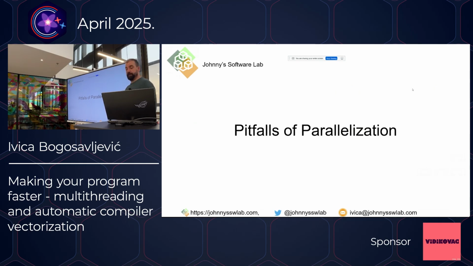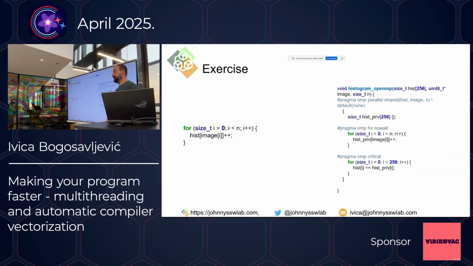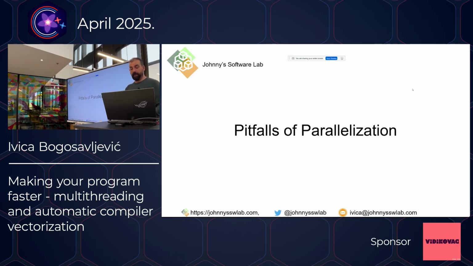Okay, yes? No wait. So at the end of this loop, there is an implicit synchronization barrier. When you say nowait, that means there is no barrier, because this reduction step, you want to do without waiting for the other threads to complete. Okay. Let's talk about it later.